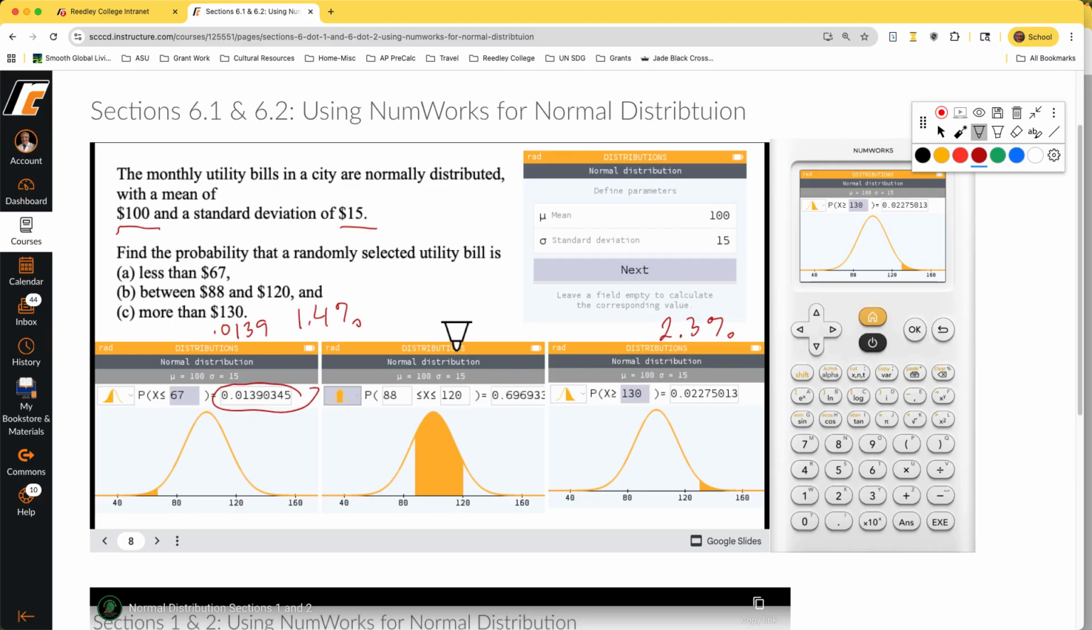And this was about a 69.7%. And again, getting the answer here. Here's our answer. But again, the pictures are there that are so helpful.